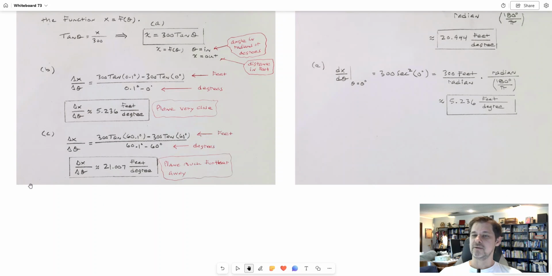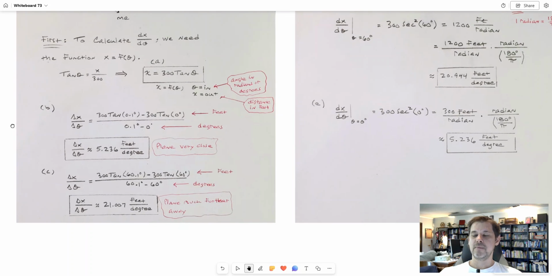So part C, theta is 60 degrees and changes by 1/10 of a degree. Under those conditions, there's delta x, the change in the distance of the plane in the air, over the change in the angle of your line of sight. Those are the numbers. It's going to be a number in feet over another number in degrees. Calculate, divide, and you'll get 21.007 feet per degree. That's when the plane's further away.